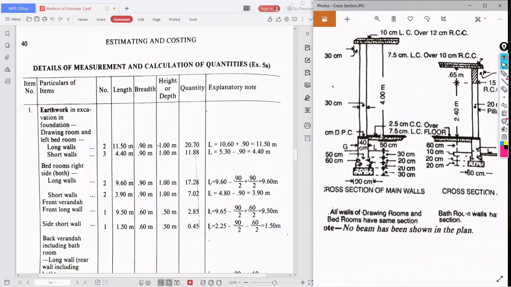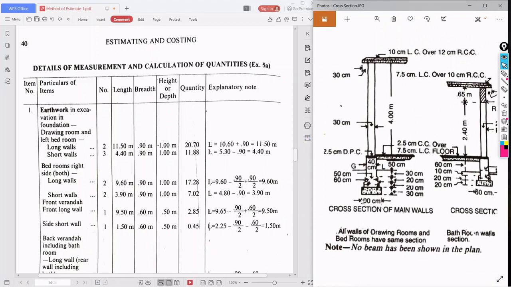See here, the cross section. So what is the width of the trench? If this is the ground, how much soil do we need to dig out? What is the width of the trench and what is the height of the trench? This soil we need to excavate out. So what is the size of the excavation, the quantity of excavation we need to do? Here we will calculate that.